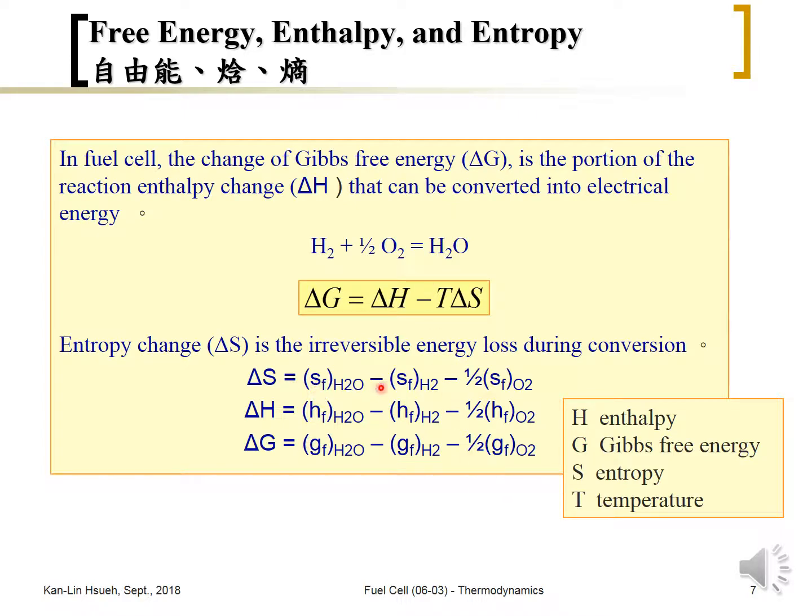You can check on the table. You can find the entropy for each species, the heat of formation and enthalpy for each species, or even the free energy for each species. Depending on what you find, you can also calculate the change of entropy and free energy. They should have this relationship.